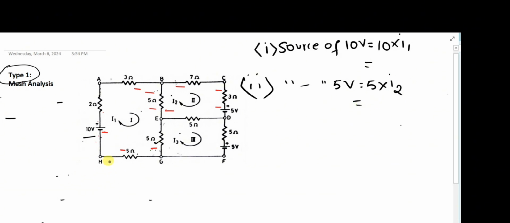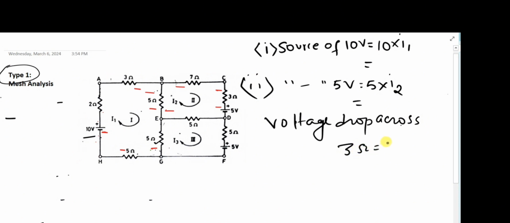And if you are asked to identify the voltage drop across the 3 ohm, then the voltage drop across 3 ohm is equals to V. We all know that V is equals to I into R, and since the I1 current is flowing through the 3 ohm, we'll write 3 into I1.